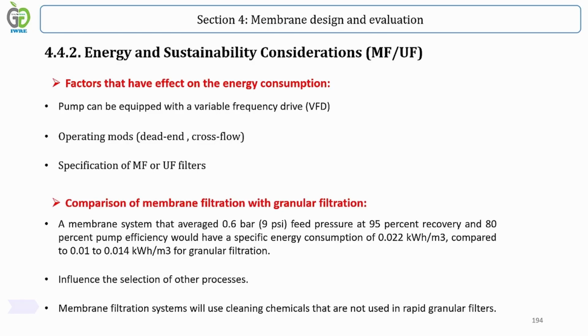In comparison with energy consumption, a membrane system that averages 0.6 bar feed pressure at 95% recovery and 80% pump efficiency would have a specific energy consumption of 0.022 kilowatt-hour per cubic meter, compared to 0.01 to 0.014 kilowatt-hour per cubic meter for granular filtration.